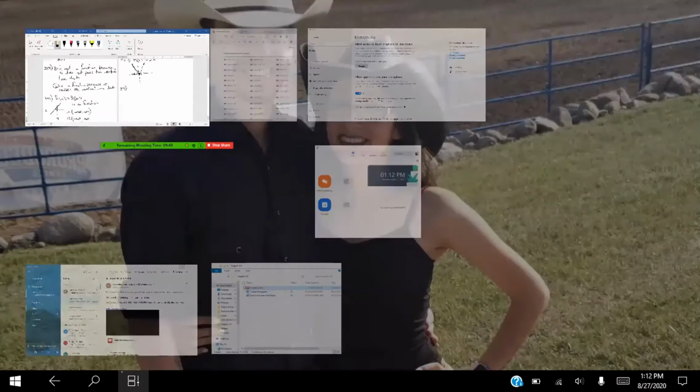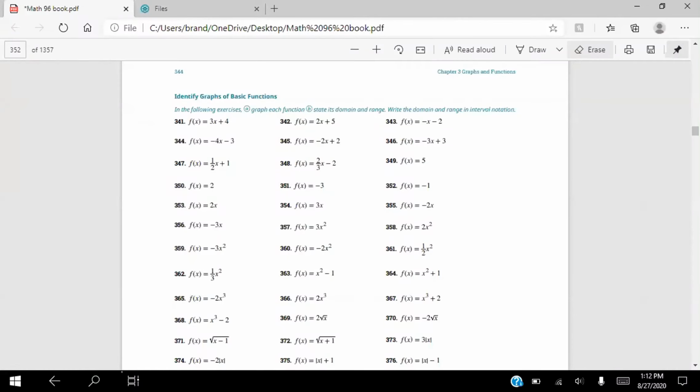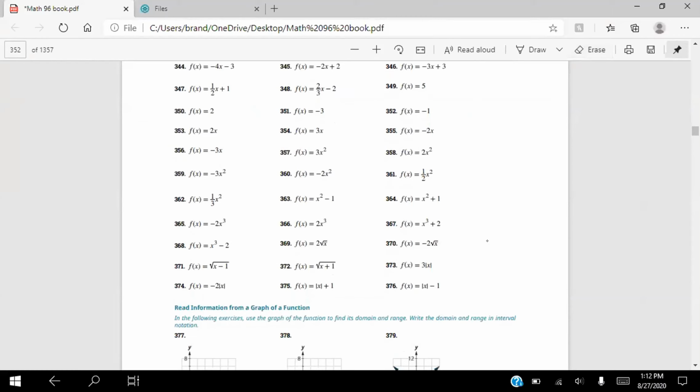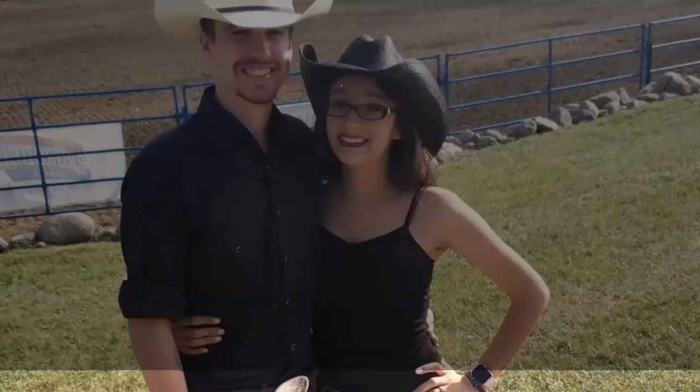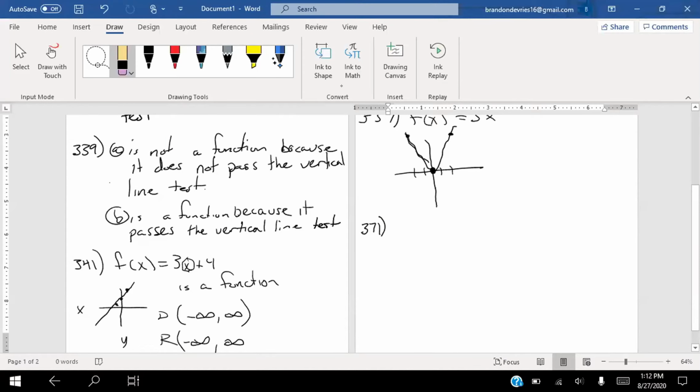Yeah. All right, so what do we have here? 371. We still need to do the domain and range for 357. Correct. The range, I'm pretty sure, is 0 and then infinity because it only goes down to 0. So how do you put that in interval notation? Is the domain 0 and then infinity?